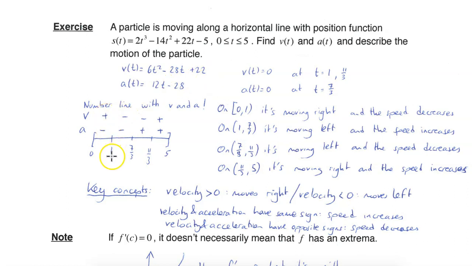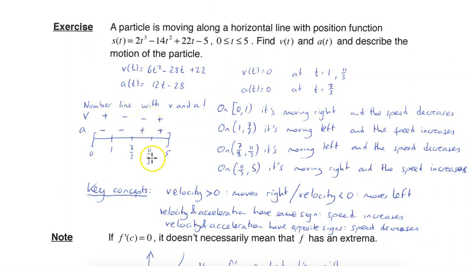Then we need to pick any number between 1 and 11 over 3. So we could pick t equals 2. Sounds like a good choice. 6 times 2 squared minus 28 times 2 plus 22, and find out that this is negative. So we would have negative, negative, both with only one step.